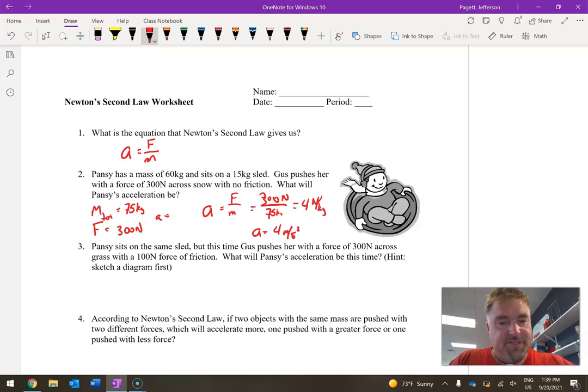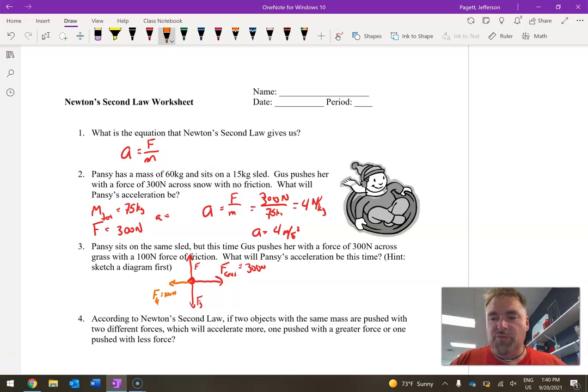Now, Pansy sits in the same sled, but this time Gus pushes her with a force of 300 newtons across the grass with a 100 newton force of friction. So for this one, I'm actually going to draw a picture, a free body diagram. I know that we have the force due to gravity pulling down, the normal force going back up. The force of Gus, which I'll call F Gus, is going to be that 300 newtons. But now we also have, and I'll change colors here, a force of friction going back. That force of friction is going to be 100 newtons.